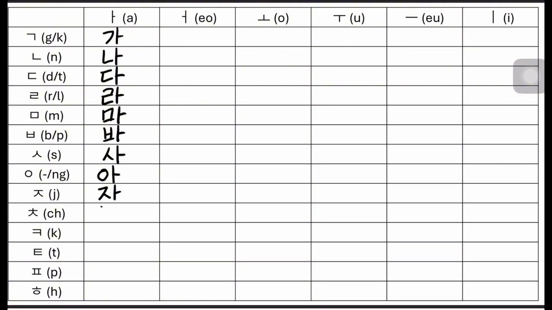And our CH with A is cha. And our K, okay, with A is ka, ka. And the next one, our T with A is ta, ta. And our P, okay, with A is pa, pa. And our H and A is ha.